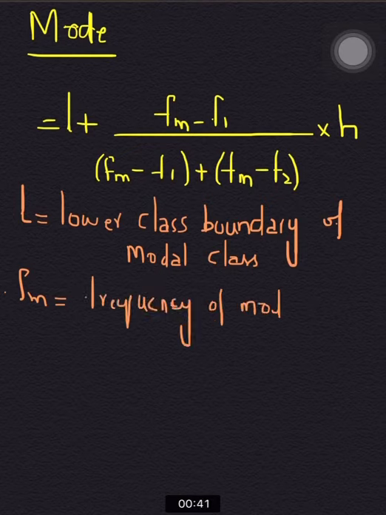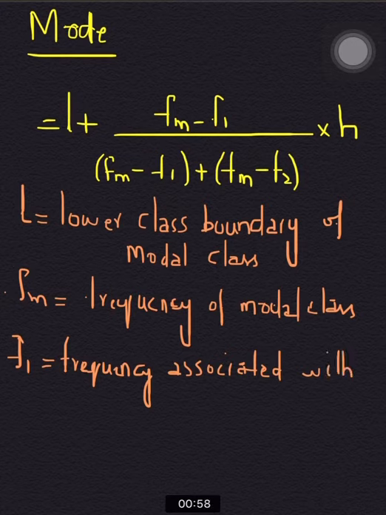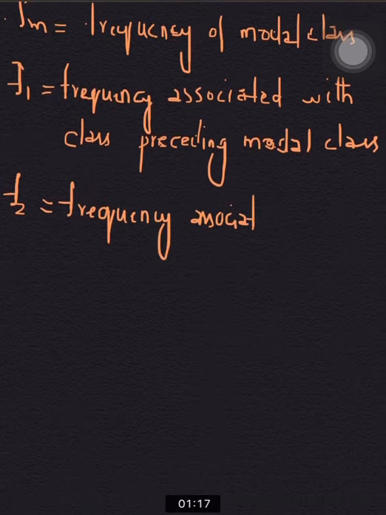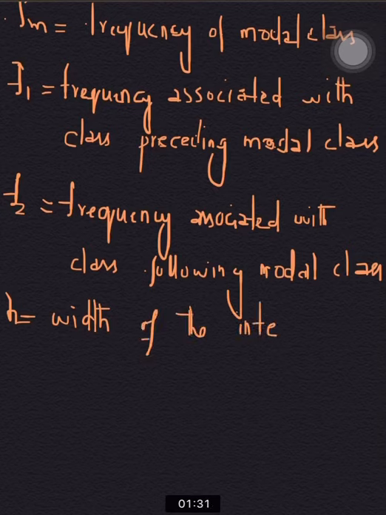Now, L here represents the lower class boundary of the modal class, and Fm is the frequency of the modal class, and F1 is the frequency associated with the class preceding the modal class, and F2 is the frequency associated with the class following the modal class.